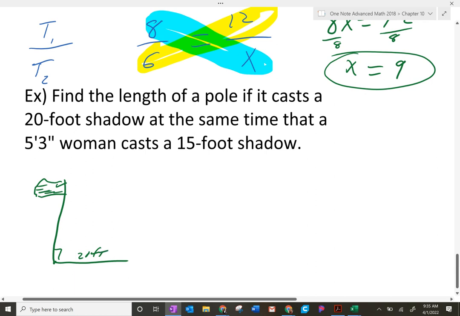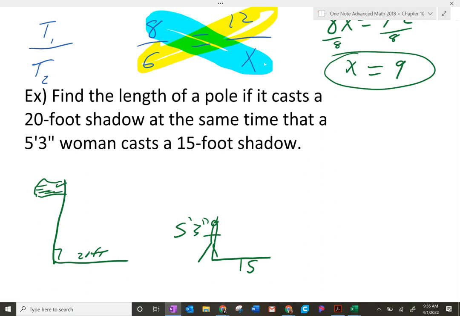Okay, so I've got my first one. This length is 20 feet. That's the shadow. If I have a lady over here, the height of the lady is going to be 5 foot 3 inches, and her shadow is 15 feet. We want to try to figure out how tall the actual flagpole is.